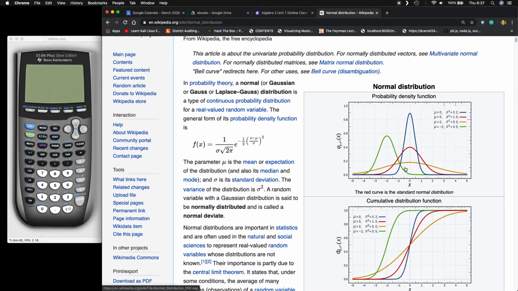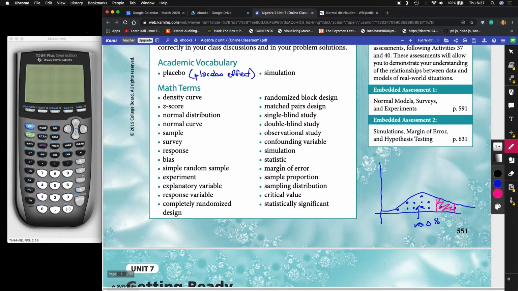In fact, it's so important and so common that we have tables, so instead of you doing the calculus, you can just look up these values, which I'll talk about in a second, a little bit later. Okay. All right. Let's go back here and continue.